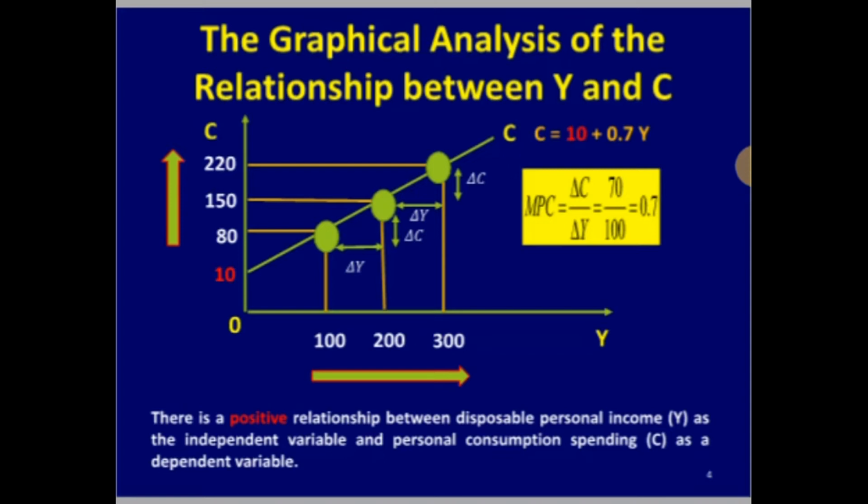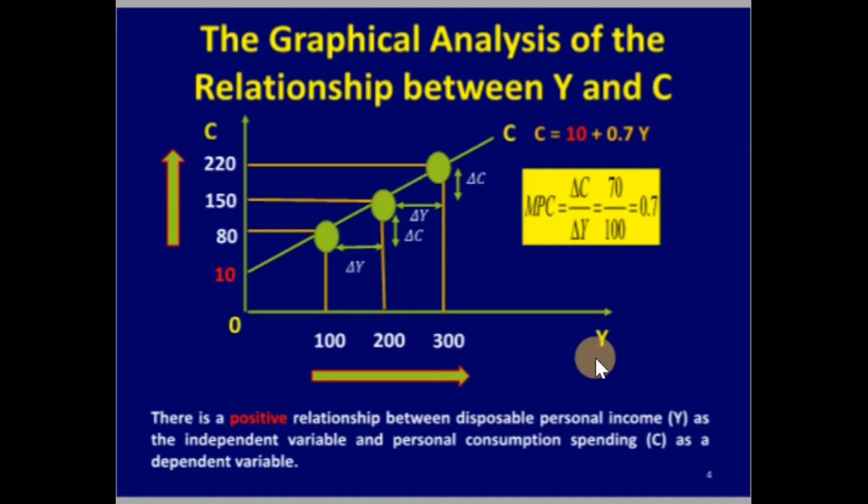What is the slope of consumption function? The slope of consumption function is marginal propensity to consume, abbreviated as MPC. Hence, MPC is constant at all levels of disposable personal income.